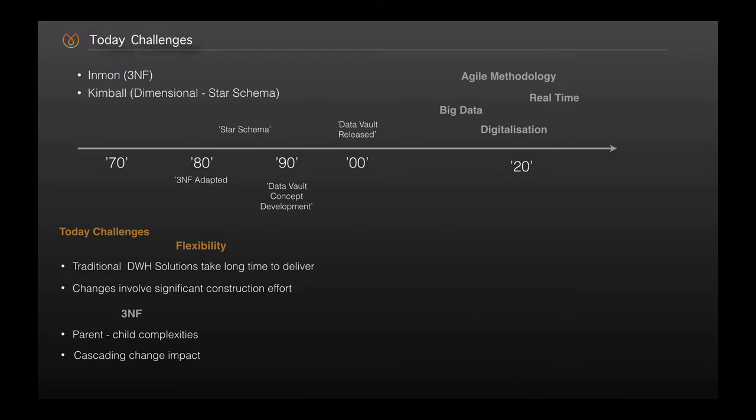When we consider the 3NF, we would encounter the following issues: parent-child complexities and cascading change impact. For example, when there is a change in the parent table, it needs to be rippled down through the child tables. This dependency makes it difficult to extend and maintain an enterprise model, and would also create difficulties in real-time loading due to complex loading dependencies.